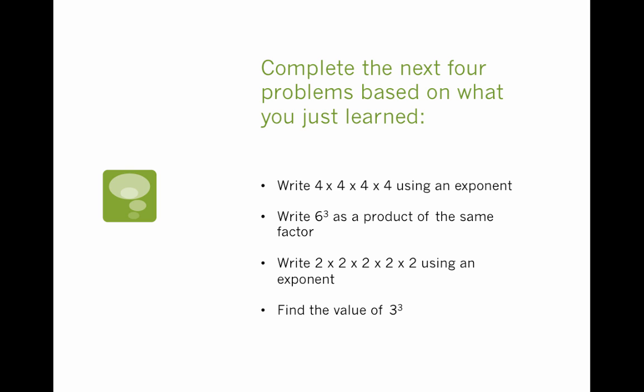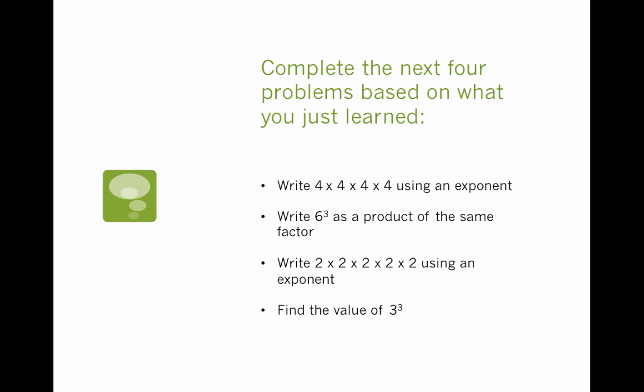Now, on your own, what I want you to do, on the backs of your paper, you're going to write numbers 1 through 4, and you're going to complete the next 4 problems based on what you just learned. If you need to go back in the video at any point to re-watch something so you know how to solve a problem, go ahead and do it. Number 1 is write 4 times 4 times 4 times 4 using an exponent. Number 2 is write 6 to the third power, or 6 cubed, as a product of the same factor.